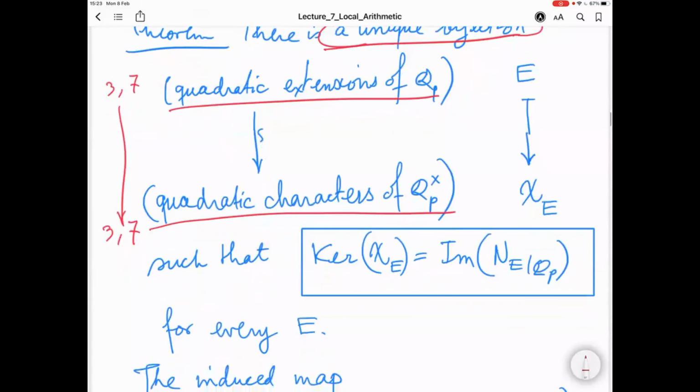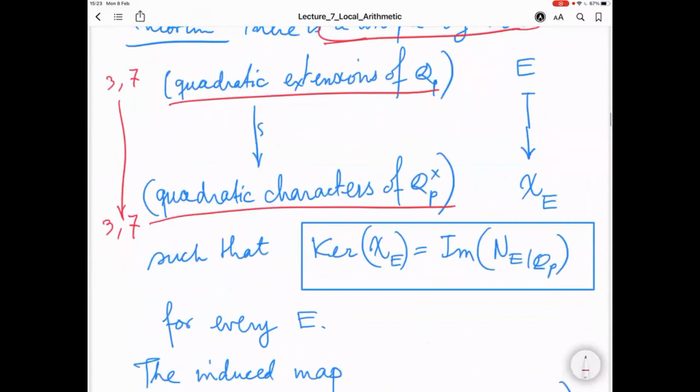And what is that property? The property is that if it takes a quadratic extension E to the quadratic character chi of E, then the kernel of this quadratic character, kernel makes sense because this is a homomorphism, should be equal to the image of the norm map from E to Q_p.